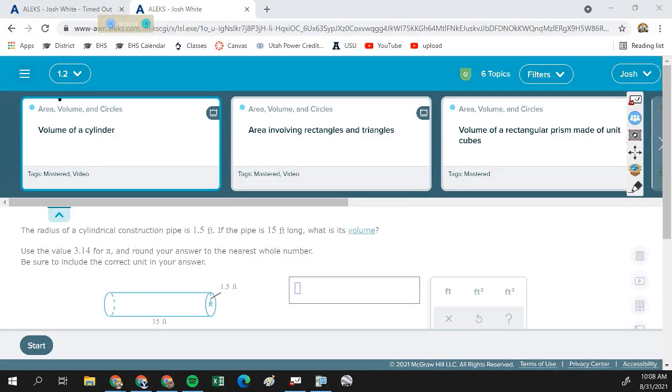Today we are working on section 1.2. This first problem deals with the volume of a cylinder, and we know how to find the volume of a rectangular prism.